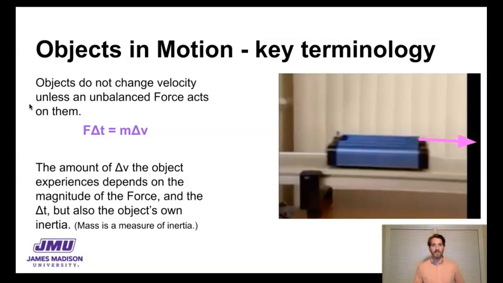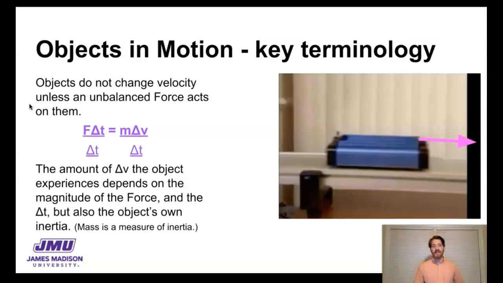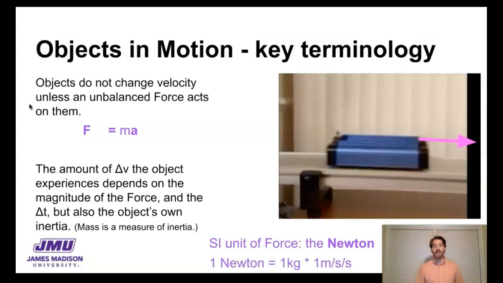Let me manipulate this equation just a little bit. If you divide each side by delta t, then the delta t divides out on the left, and you're left with force equals mass times delta v over delta t. But what is delta v over delta t? It's acceleration. So force equals mass times acceleration. And this equation may look familiar to some of you. This is a fairly famous physics equation, and in either format, it's called Newton's second law. The units for measuring force are called newtons, and 1 newton is equal to 1 kilogram of mass times 1 meter per second squared of acceleration.